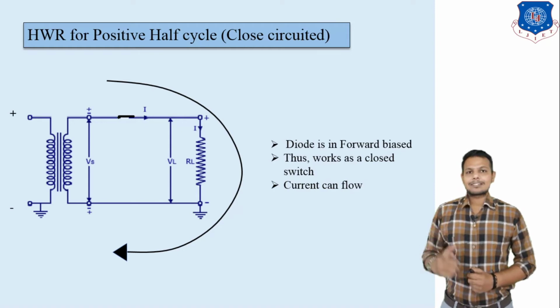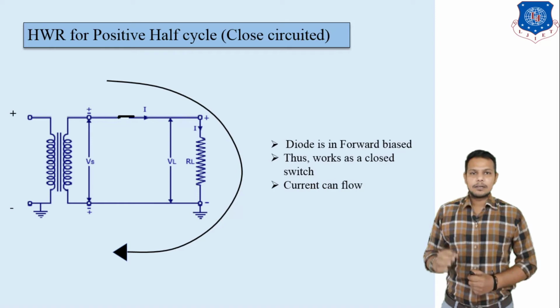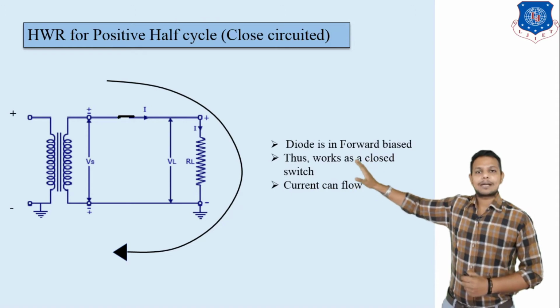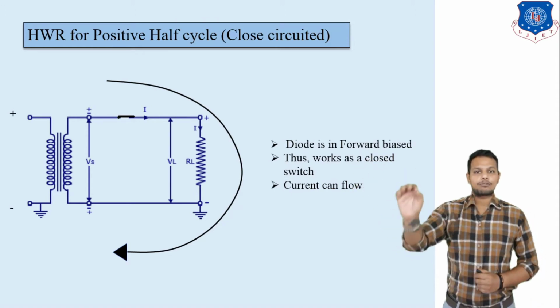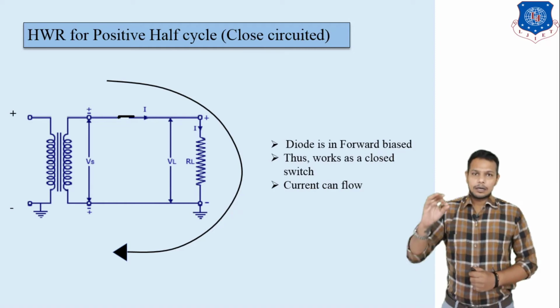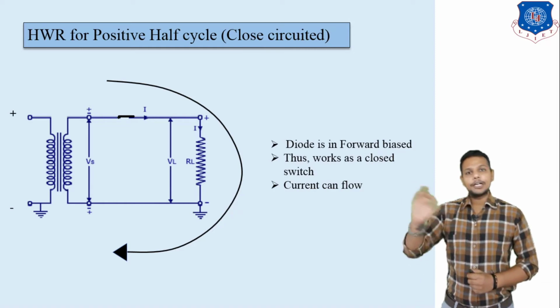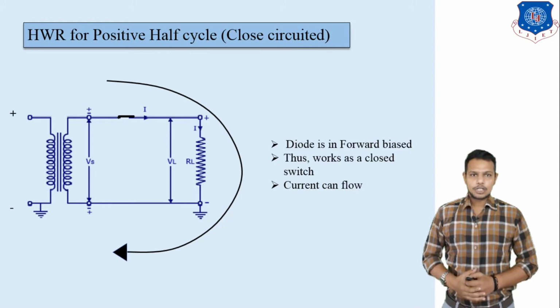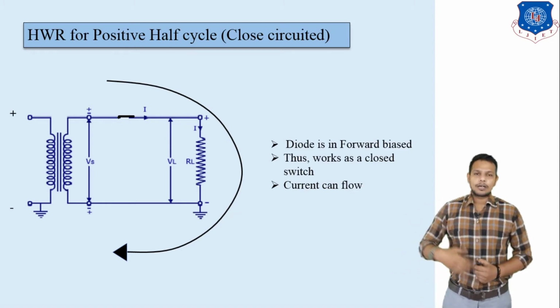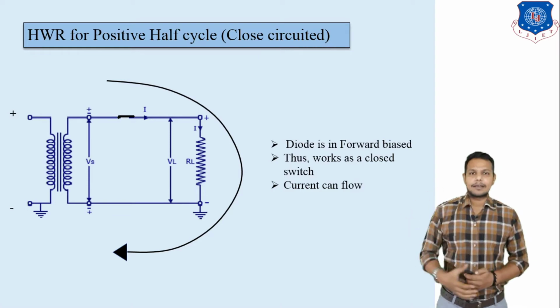So it works in forward bias. If it works in forward bias, that means it is equivalent to the closed switch. If there is a closed switch, that means current always flows in this circuit diagram, so we will get output voltage according to the input. So here the diode works in forward bias, thus a closed switch, and current can flow in this circuit diagram.